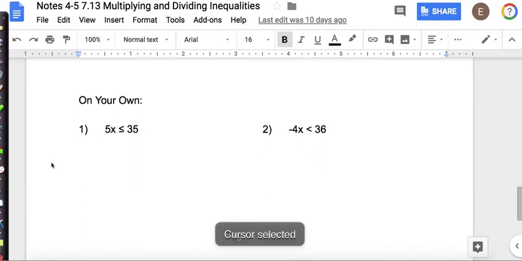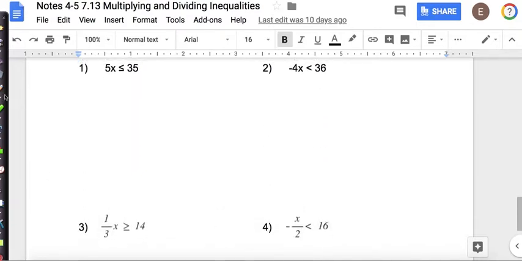Okay, welcome back. If you paused the video, let's see how you did. The opposite of multiplication is division, so divide by 5. 5 divided by 5 is a 1 in disguise. Bring down your x, bring down your symbol, and 35 divided by 5 is 7. So to check it, let's pick 6. 5 times 6 is 30, and 30 is less than or equal to 35. It checks.